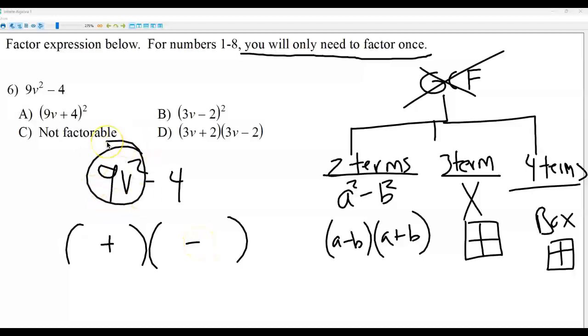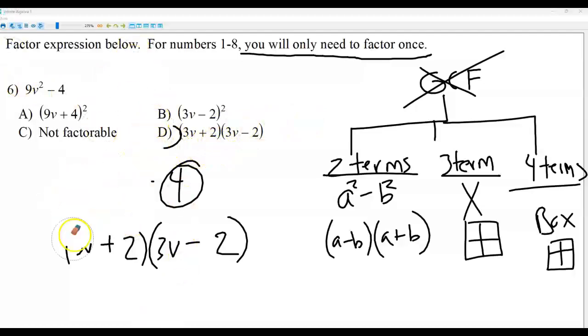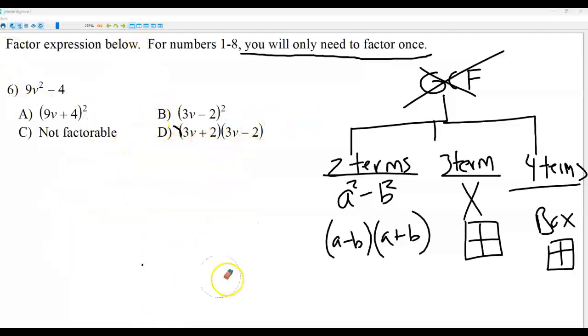So what times itself would give you 9v to the second power? Well, the square root of 9 is 3, and if we split up the v to the second power, it's just v. So we'll put that in the front of each pair. Then we'll take the square root of 4, which is 2. And we're looking for 3v plus 2, 3v minus 2, and that would be option D. Let's go ahead and take a look at our next one, number 8.